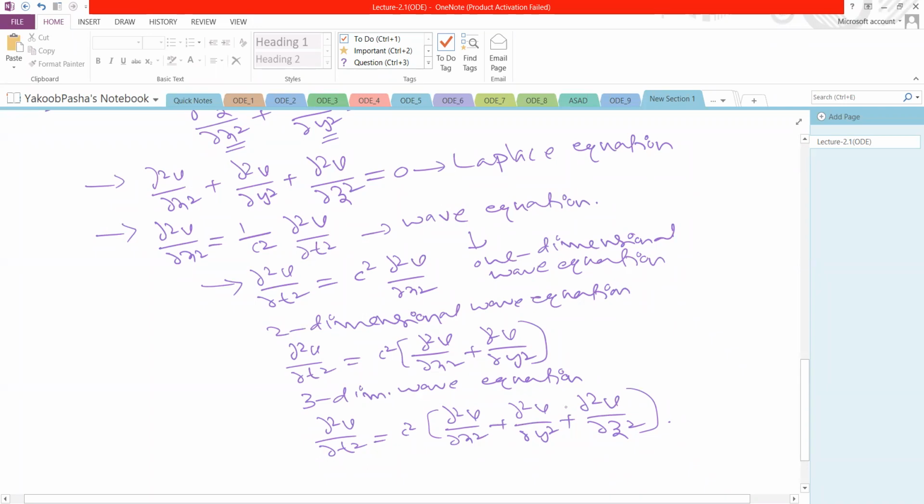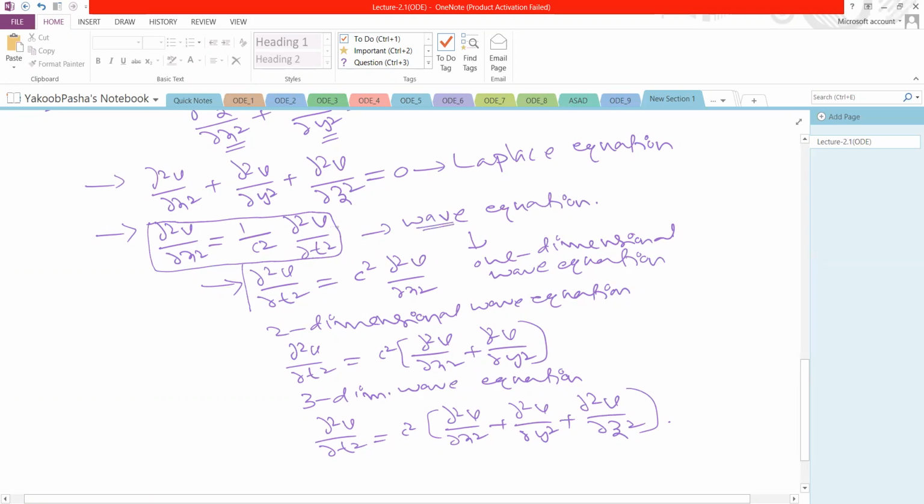Now, ∂²v/∂x² = (1/c²) ∂²v/∂t². This is an example of a partial differential equation, and it is called the wave equation.